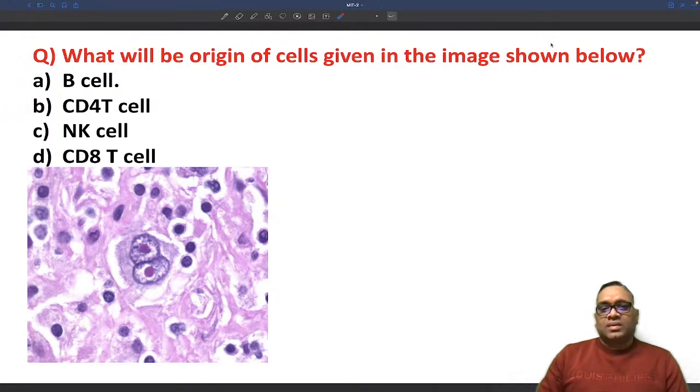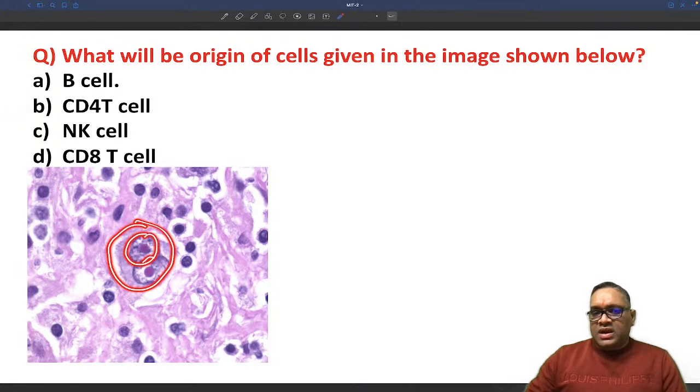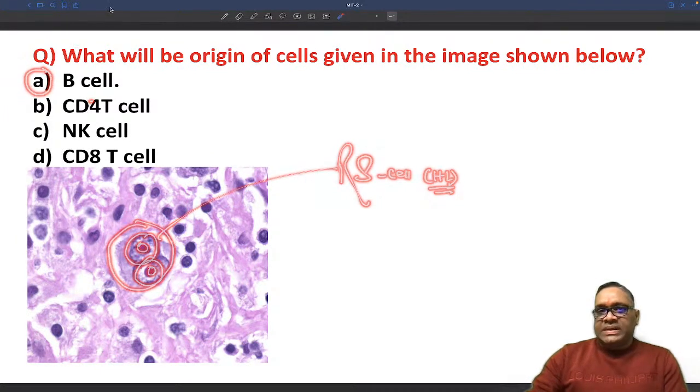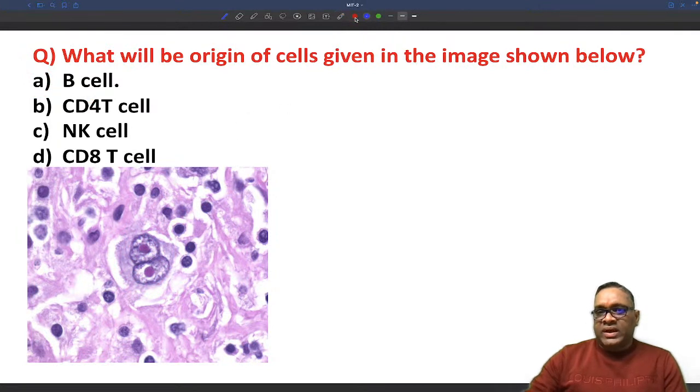Yes, this is a question where you can see a cell lying here and they have mirror-like nuclei, prominent nucleoli. So what is this? It's a Reed-Sternberg cell of Hodgkin's lymphoma, and Reed-Sternberg cells are derived from B cells, right? So these are the B cells. That is how you have to derive your answer.